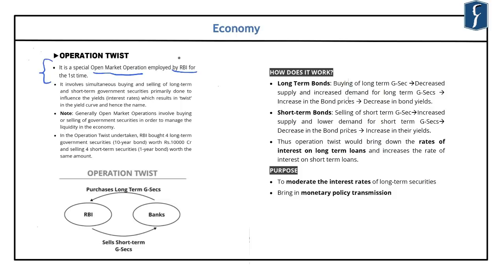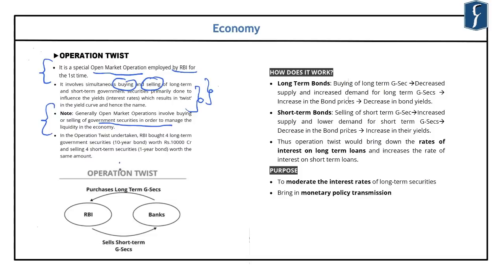Now, it is different because it normally involves simultaneous buying and selling of the long-term and the short-term government securities. And this is primarily done in order to influence the interest rates. Now, in this regard, we note that open market operations involve the buying and selling of the government securities in order to manage the liquidity in the economy. However, the only thing which makes the operation twist unique is that it involves simultaneous buying and selling of long-term and the short-term government securities.